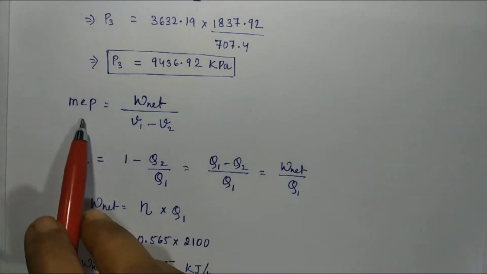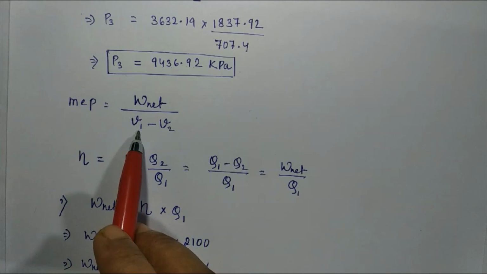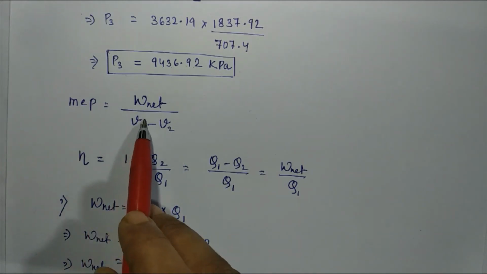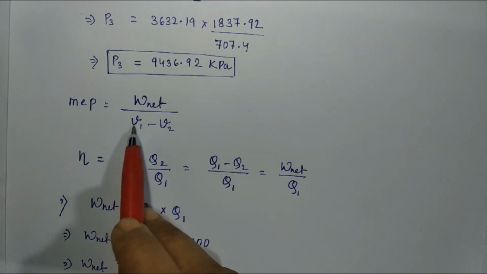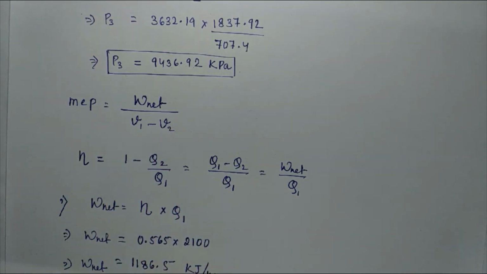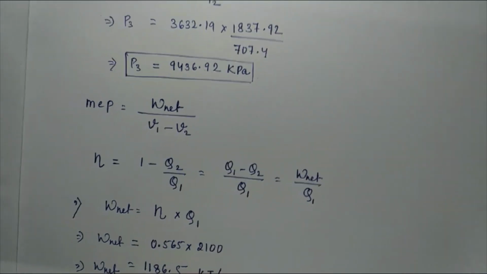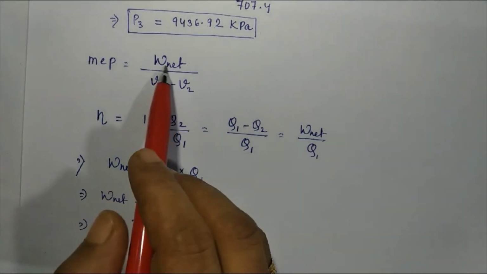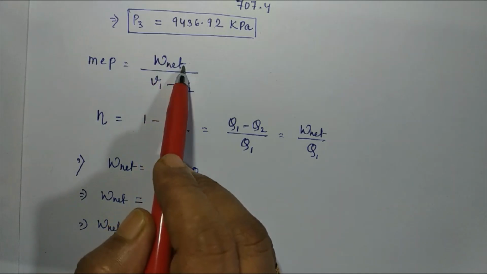So next we have to find out the mean effective pressure. So mean effective pressure is what? W net by V1 minus V2, right? We already calculated the value of V1 and V2 during the process 1 to 2. So we have the value of V1 and V2. Now we have to calculate the value of W net.